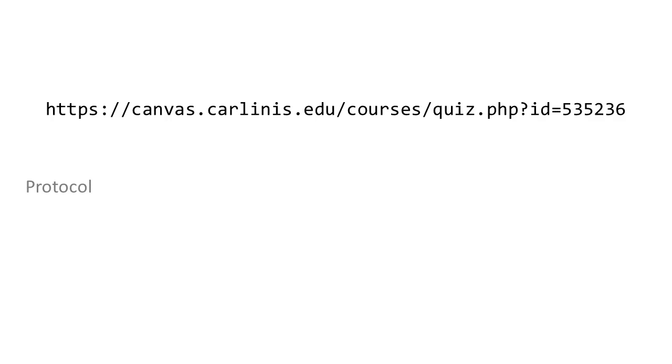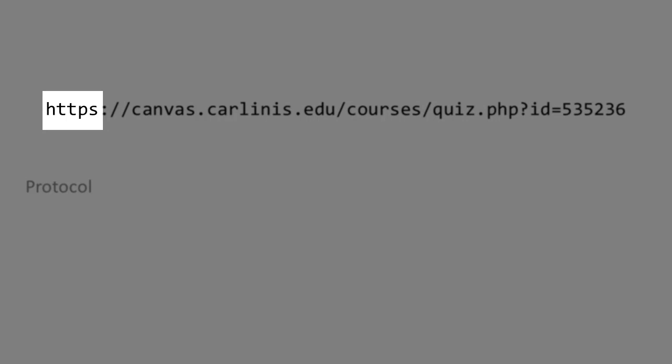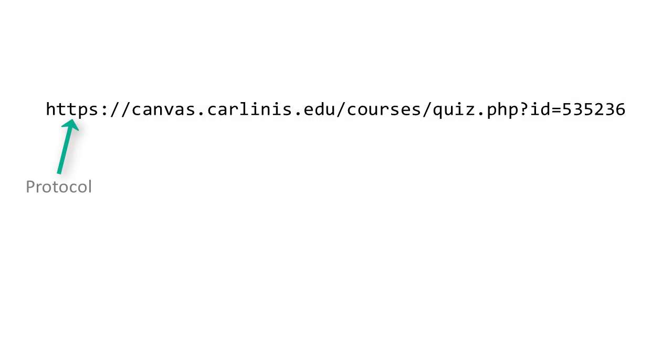The first part is called the protocol. In this example, it's HTTPS, which is an abbreviation for Secure Hypertext Transfer Protocol. This is the primary way to send information from a web server to a web browser.